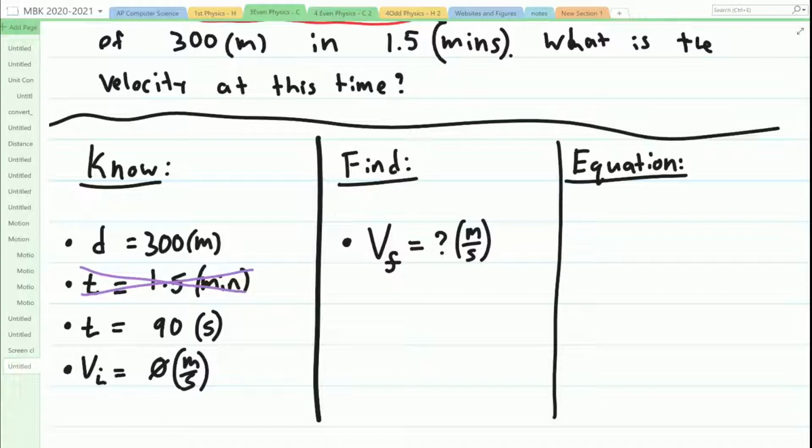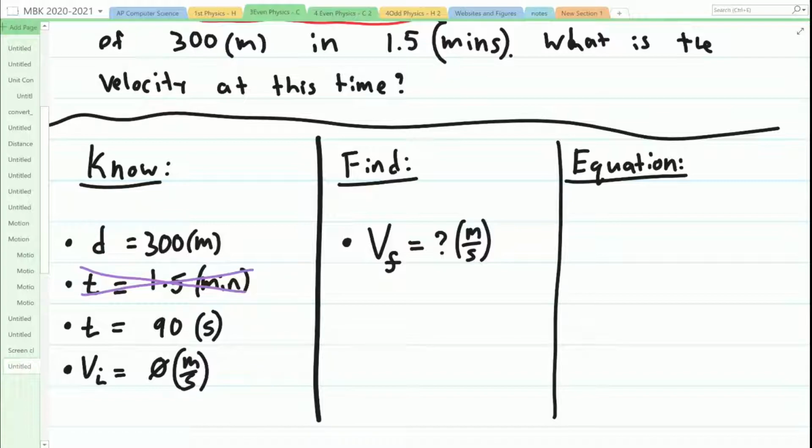So the reason why I crossed out this one is because the 1.5 minutes is the same thing as 90 seconds. We were given the 1.5 minutes, but we can't use the minutes in our equation. We can only use seconds because that's the base unit of time. So that's why I crossed it out, even though these are the same thing, because I don't want to get confused.